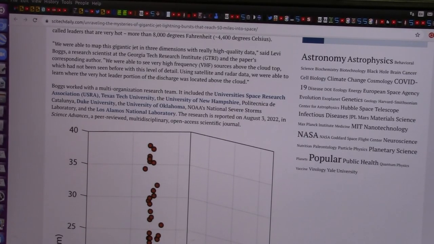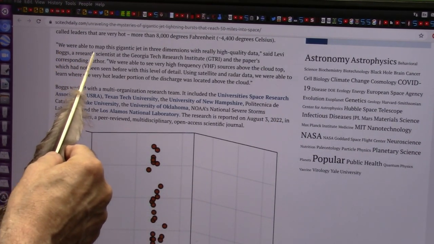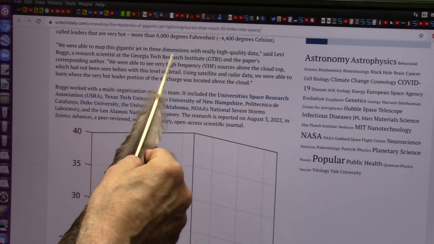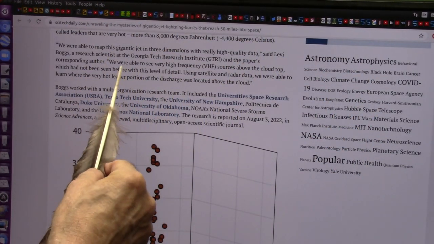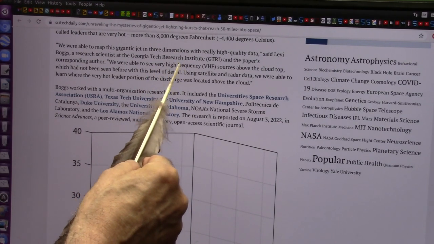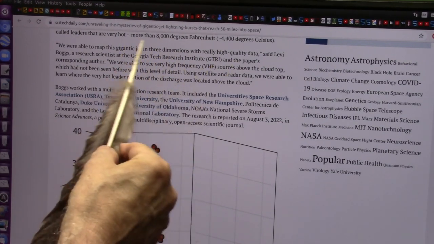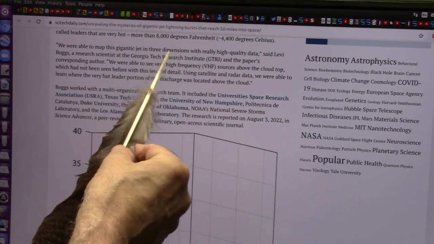All right, once again, electron flood theory explains this perfectly. They say we were able to map the gigantic jet in three dimensions. They can see it perfectly. Now, they were able to see very high frequency. What is frequency? Frequency is bouncing back and forth. It's a shake. Very high frequency is bzzz.